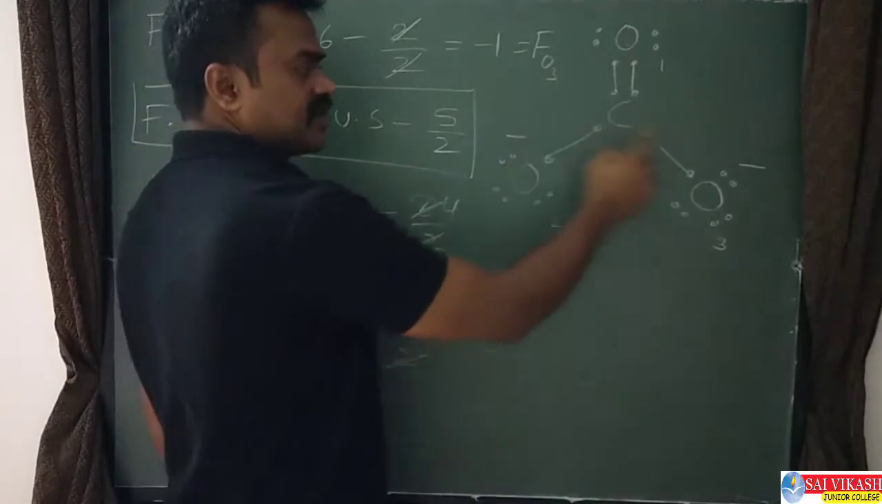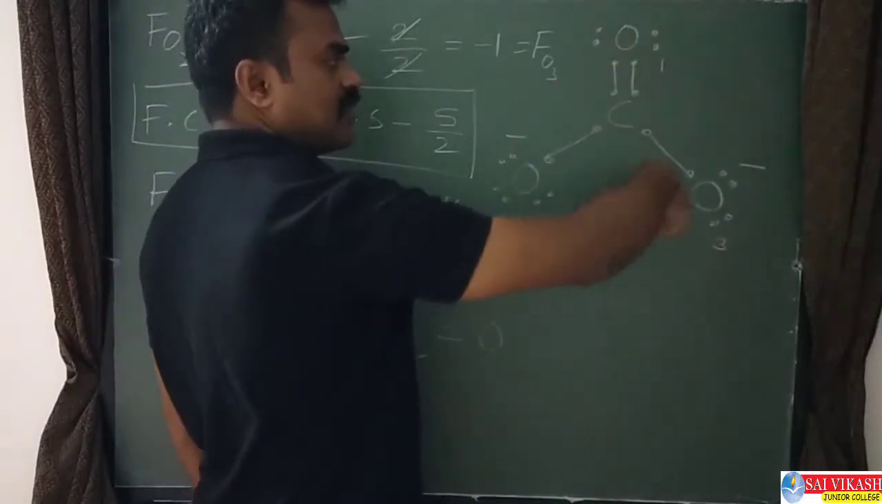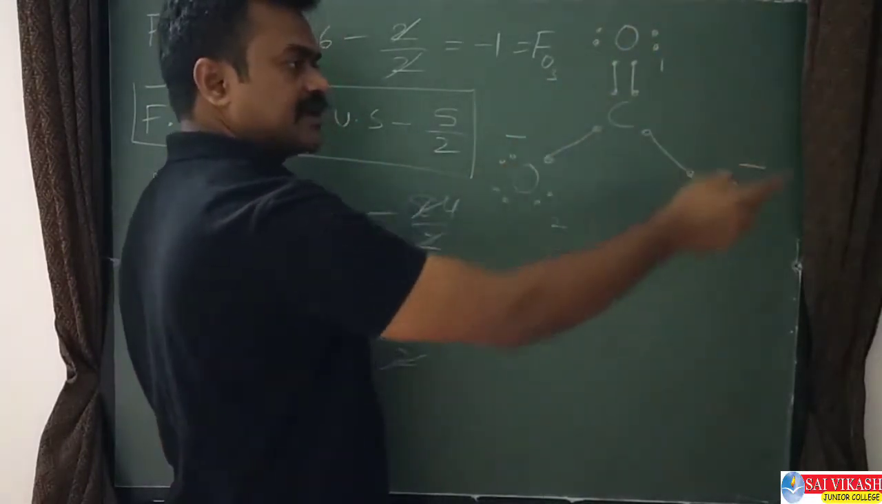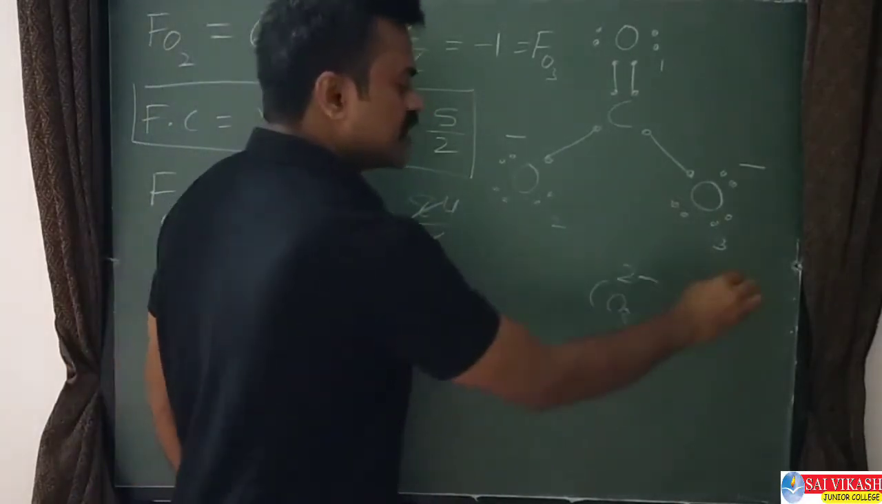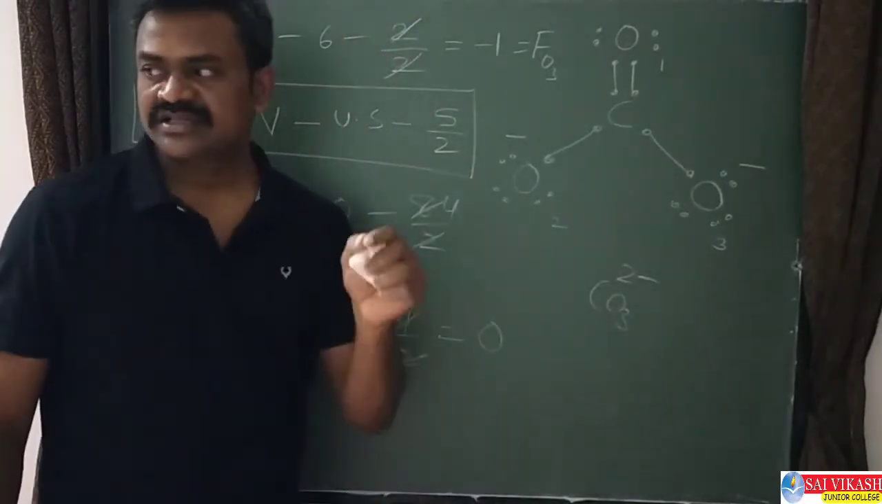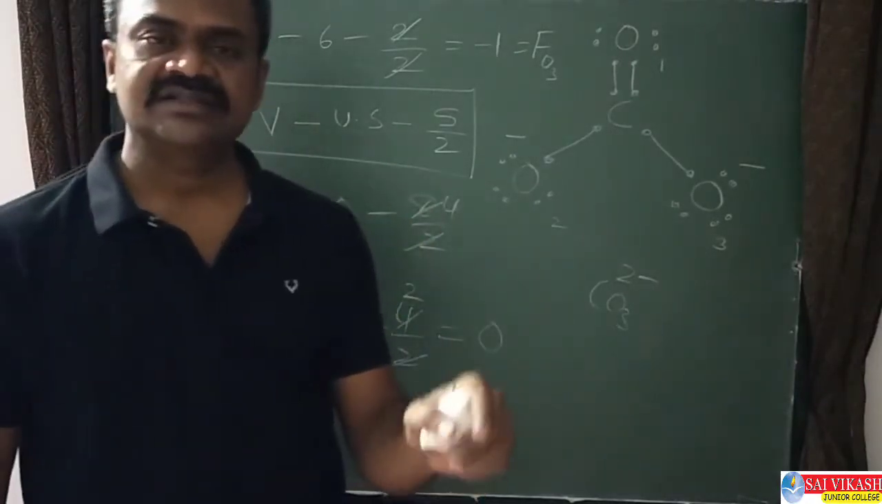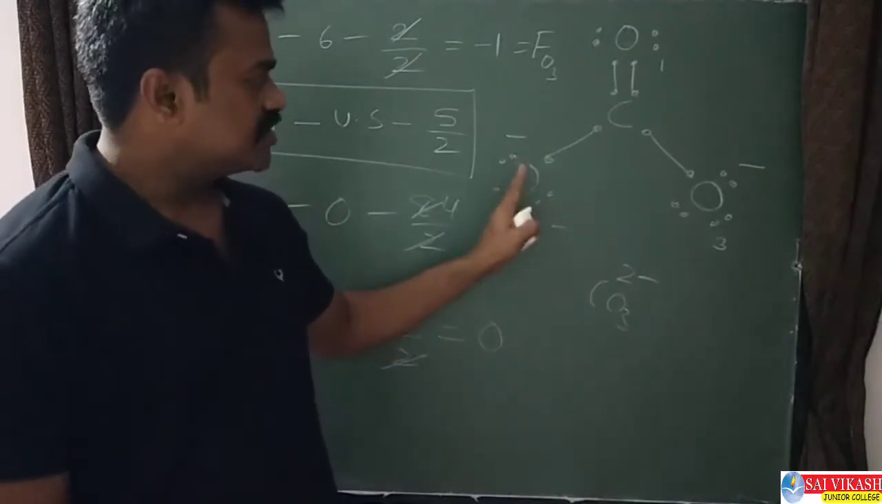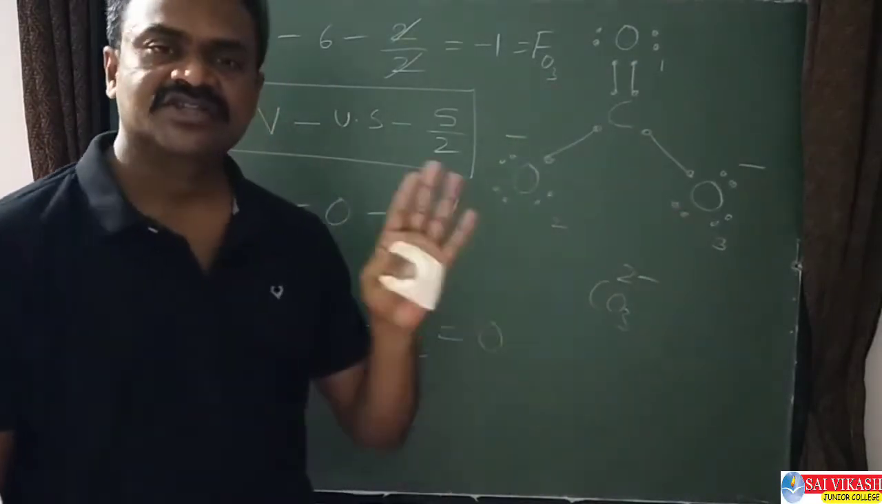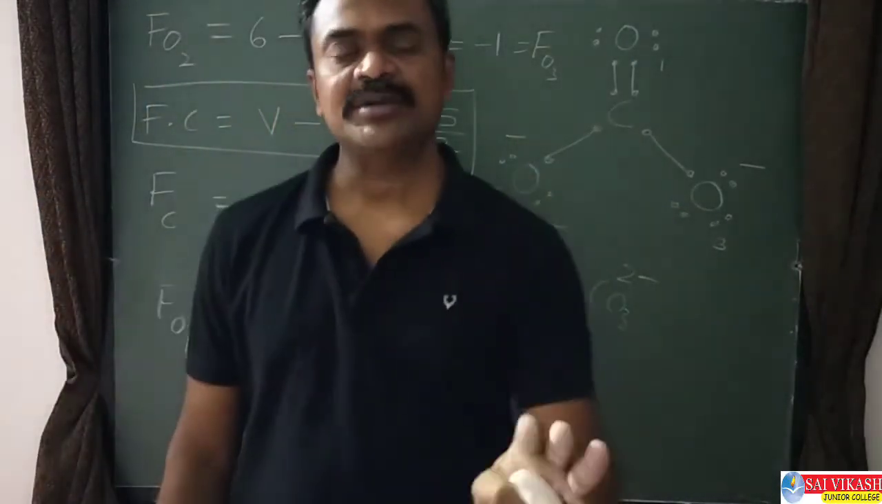This is minus 1. This is minus 1. Sum of all formal charges, how much? Minus 2. That's why CO3 is showing minus 2 charge. The sum of all the formal charges comes to minus 2. That is why individual atoms' charges are called formal charge.